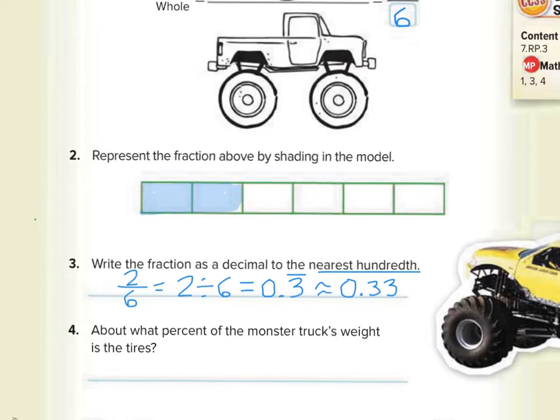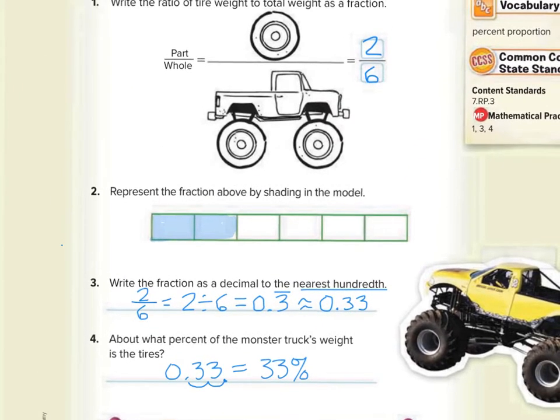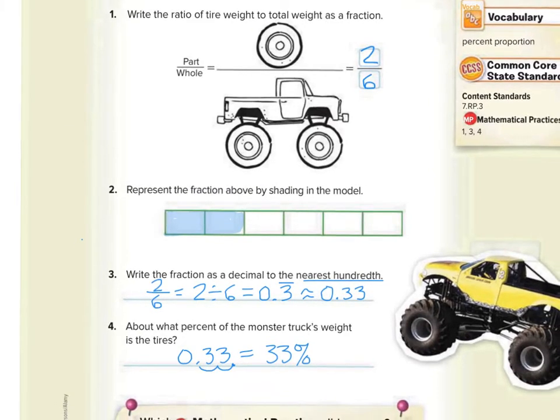And then number 4, about what percent of the monster truck's weight is the tires? It's pretty easy to change a decimal to a percent. All you do is move the decimal 2 places to the right and add a percent sign. So that would make this about 33%. The tires are about 33% of the monster truck's weight. We're going to be doing these kinds of part-to-whole comparisons in Chapter 2, and we are going to be setting up our problems as proportions and solving them. So we're ready to go on to the next page.